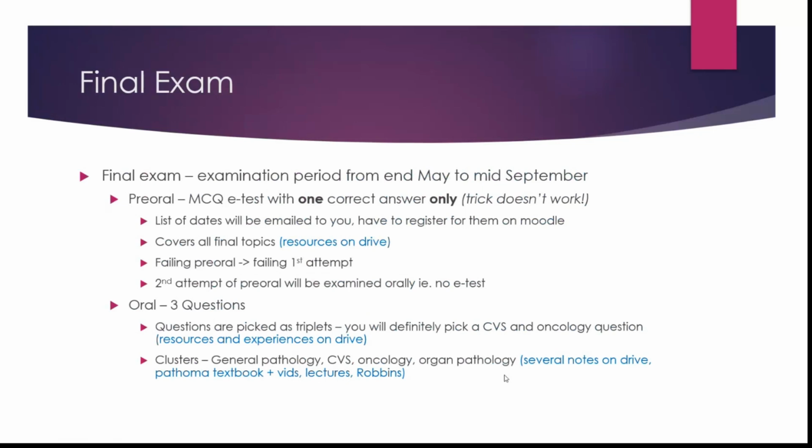For your oral, you're going to draw three questions, and you have the clusters, which are general pathology, CVS, oncology, and organ pathology. From these four clusters, you are definitely going to pull a question from CVS and oncology. So your third question may be either general patho or organ patho. It's because you pick these questions as triplets.